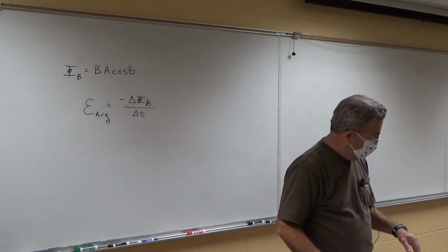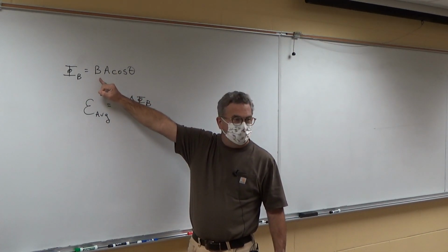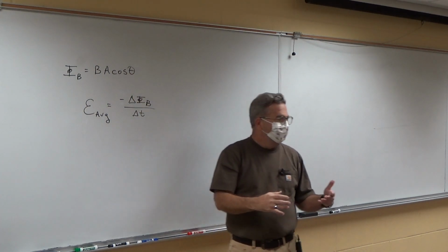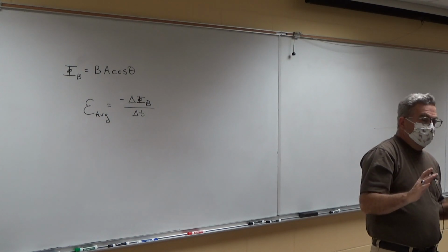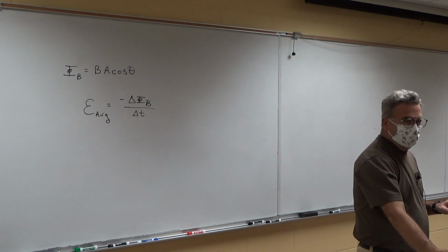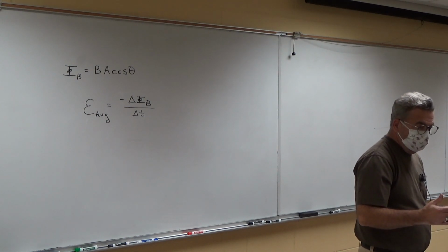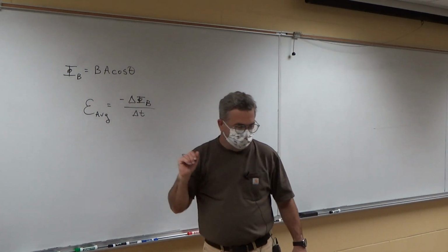Same thing here. If I looked at this case, that would be B is changing. The area is not changing. The angle between the field and that area is not changing. Okay, let's pretend we've got a constant magnetic field. So that area is not changing and this angle is not changing.